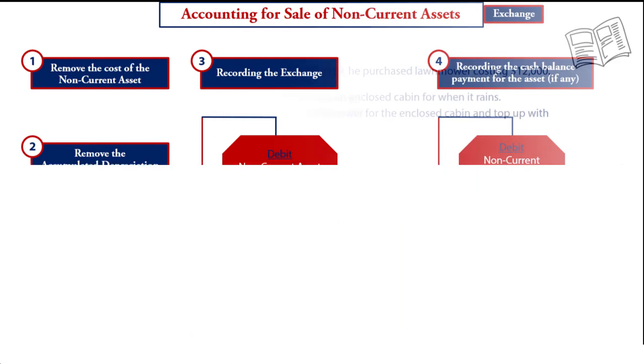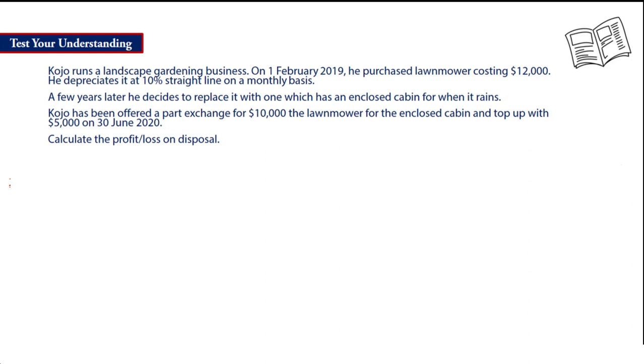Okay. So Kojo again runs a landscape gardening business. On 1st February 2019, he purchased a lawnmower costing $12,000. He depreciated at 10% straight line on a monthly basis, pro rata. A few years later, he decides to replace it with one which has an enclosed cabin for when it rains. Kojo has been offered a part exchange of $10,000 for the lawnmower for the enclosed cabin and tops up with $5,000 on 30th June.